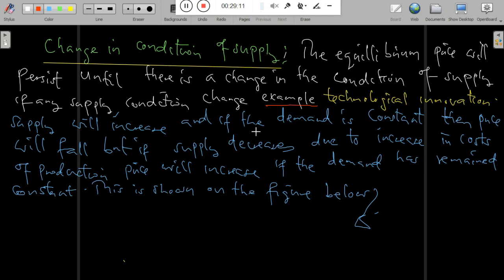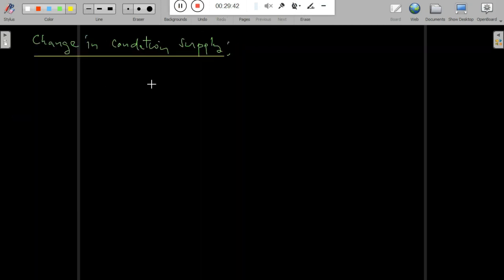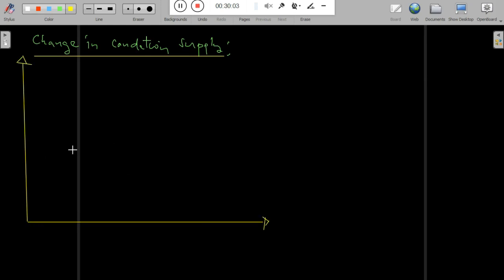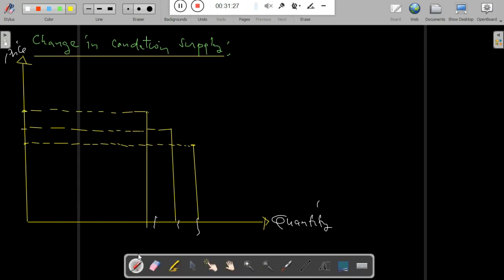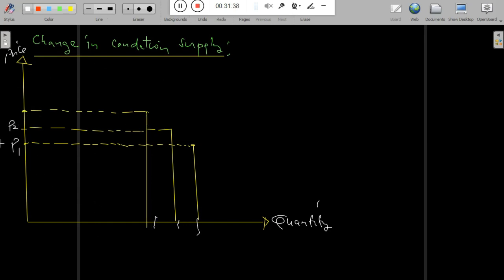So under change in condition of supply, the equilibrium price will persist until there is a change in the condition of supply. So equilibrium is affected when there is a change in condition of supply. A change in condition of supply is any supply condition change, for example technological innovation. When supply increases, and if the demand is constant, then the price will fall. But if the supply decreases due to an increase in the cost of production, the price will increase, with demand remaining constant.